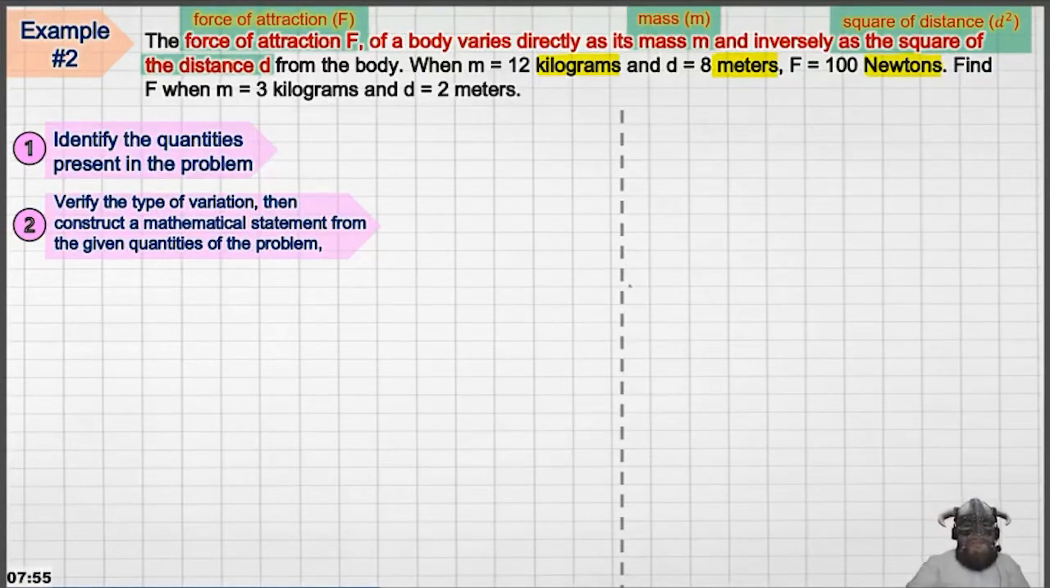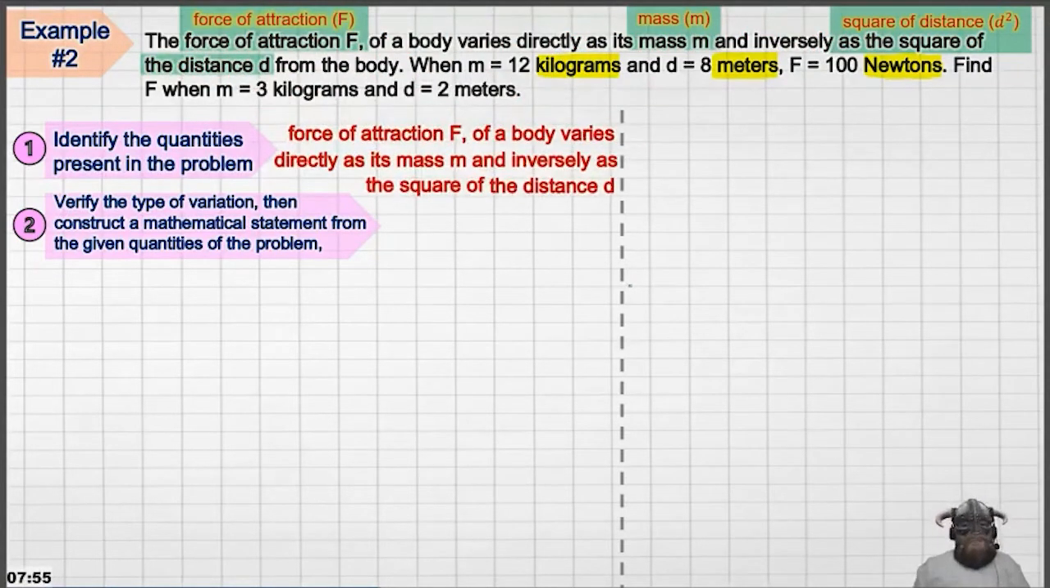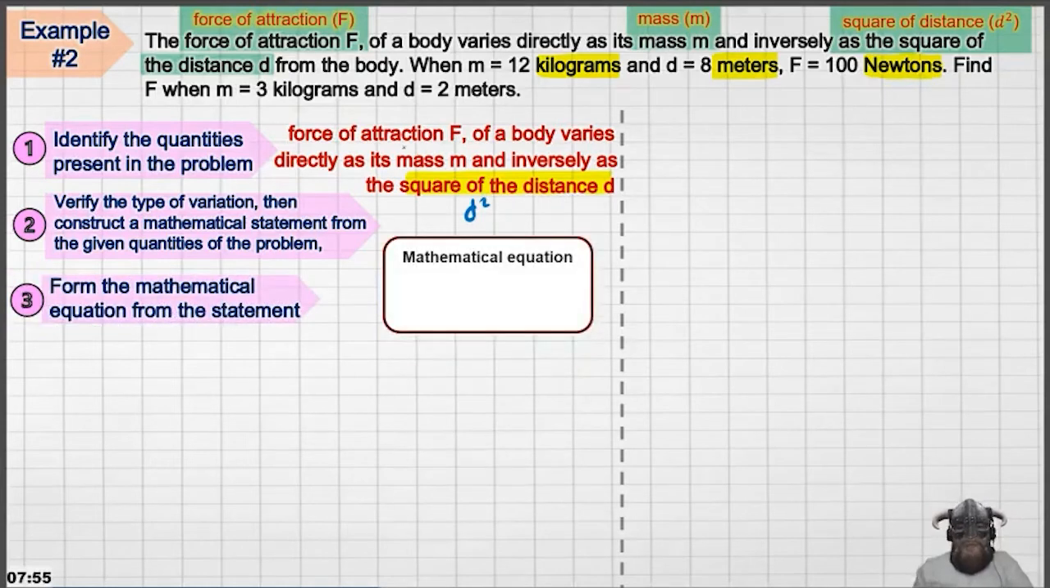So, force of attraction F of a body varies directly as its mass m and inversely as the square of distance d. So once again, we represent the square of distance d as d squared. Now we also represent the force as F and the mass as m. So direct siya sa mass. So F is equal to km all over inverse siya sa distance or square of the distance. So instead of d, we make it d squared.